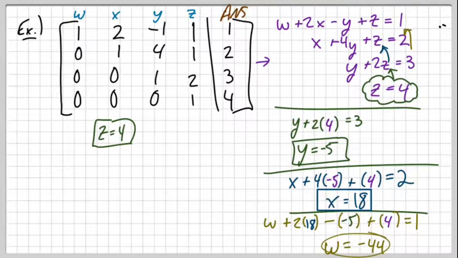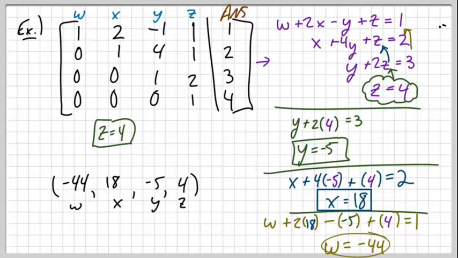So there you have it. If I write my answer as an ordered quadruple, if you will, w, x, y, z: negative 44, 18, negative 5, and 4.